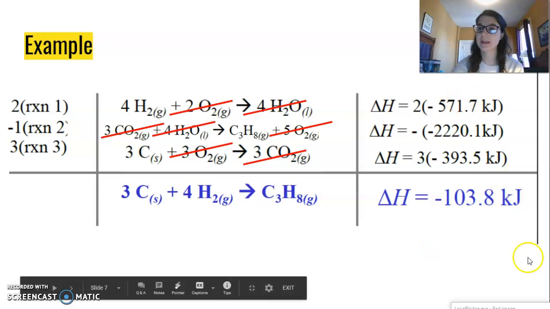And I can add together my delta H's to get the final delta H of the equation, which is negative 103.8 kilojoules. And again, all my units here are in kilojoules, so I'm safe to just add those all up.